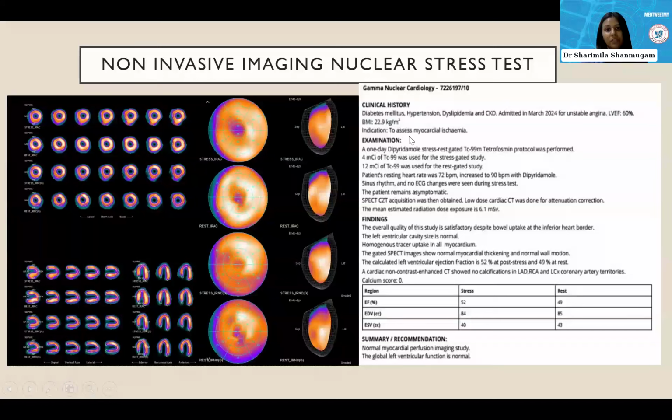So, non-invasive imaging, the nuclear stress test, nicely pointed out by Dr. Faiz, all right? Everything is lighted orange here. There is no reduction in the uptake. Yeah? So you can see here in your apical views, both in stress and rest, your lateral views, and anterior and inferior views also, everything looks good here. So it was very lucky of him that he has a normal myocardial perfusion imaging study.